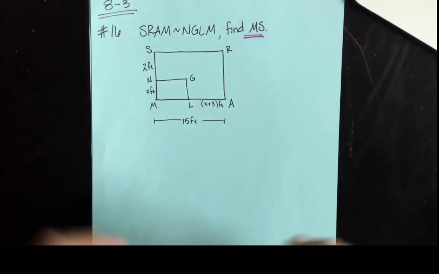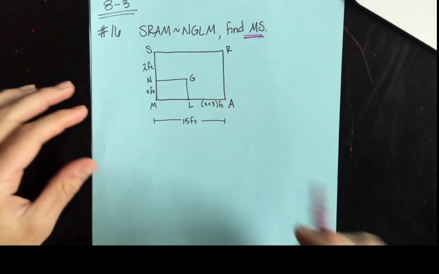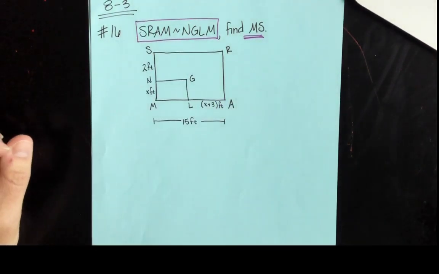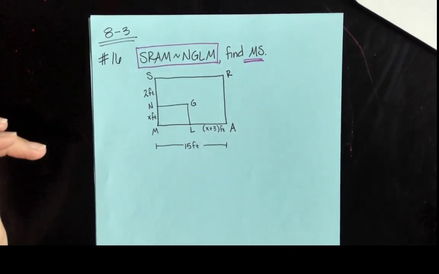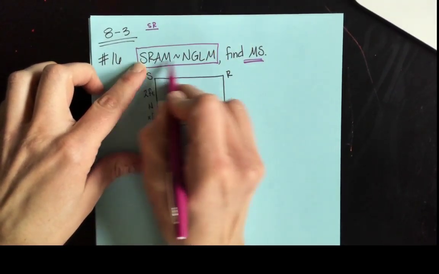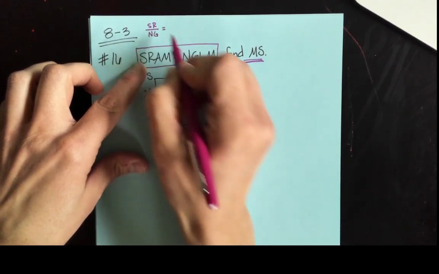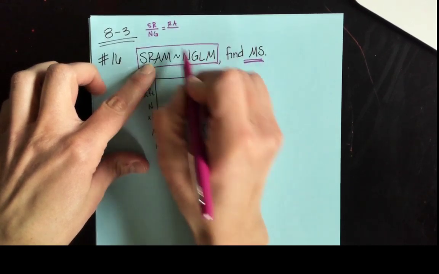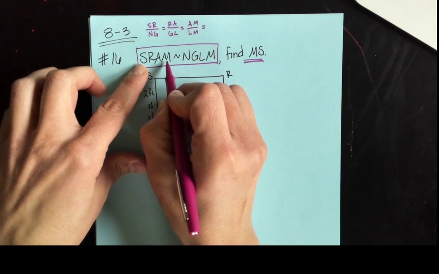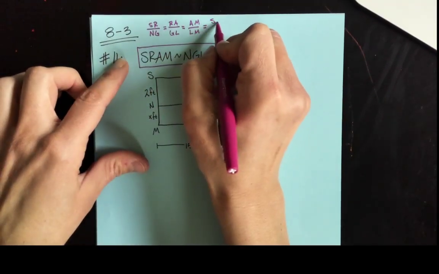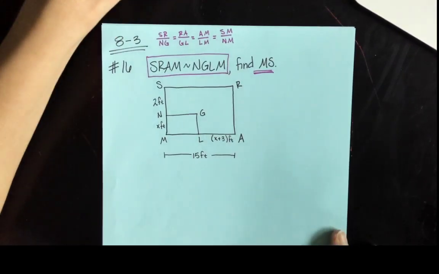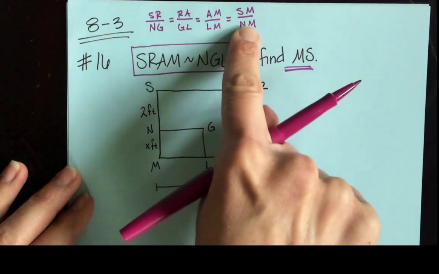So here in this question, pay attention that they are giving you the similarity statement on purpose. They want you to make sure that you're referencing what is supposed to match with what. Ultimately, and again, you're not going to probably do this every time, but whatever the length of SR is, it's going to match with NG. And RA, the next two letters, match with GL. AM is going to match with LM. And SM, notice how SM is a side, is going to match with NM. So using our similarity statement, really what we're supposed to be understanding is that this proportionality statement could be useful.